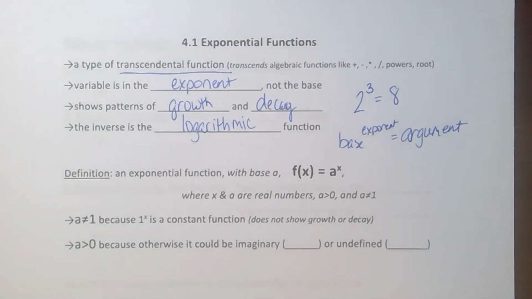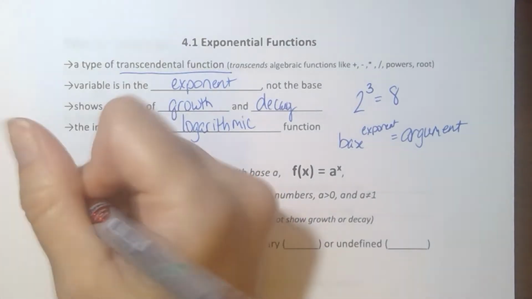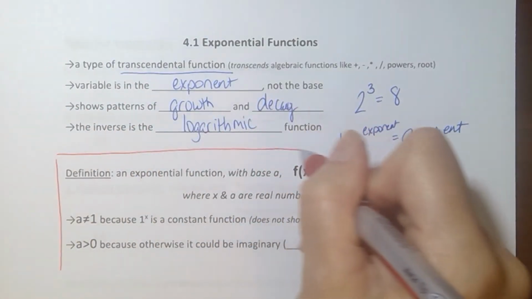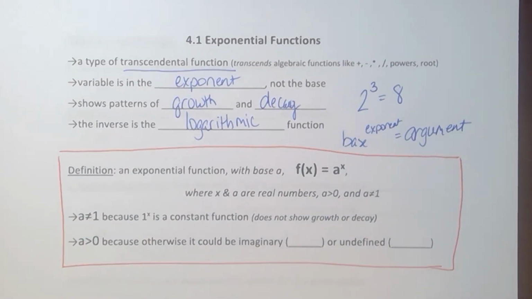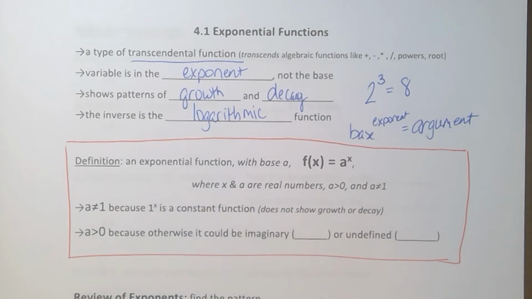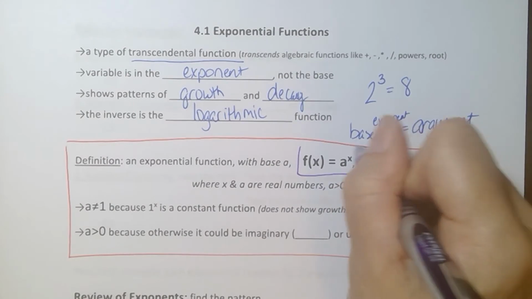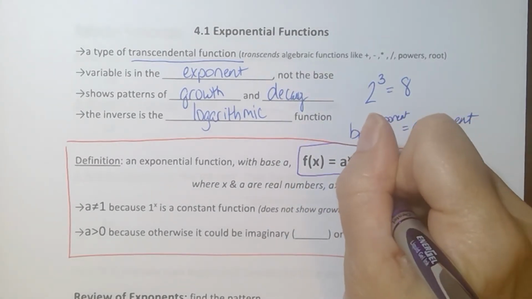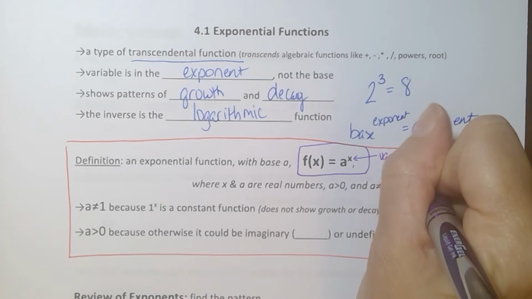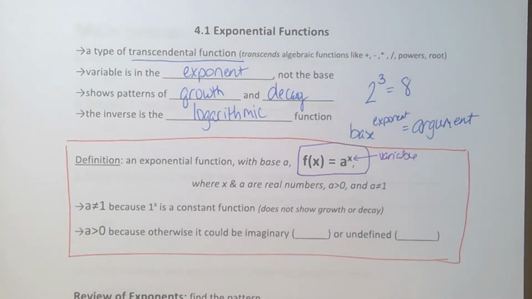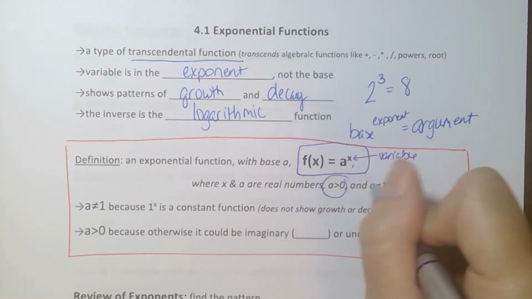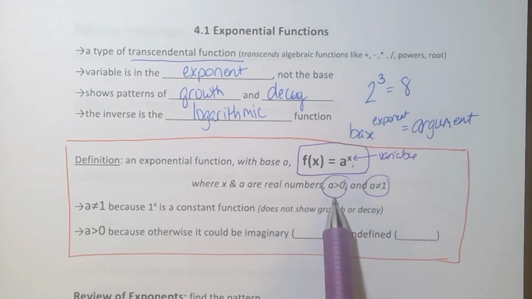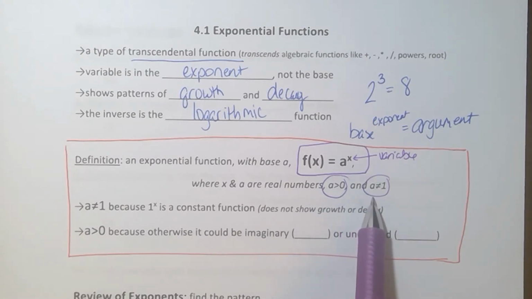What is our definition of our exponential function? Well, here we have it. And this is the definition that we will refer back to throughout this unit. An exponential function with base a is f of x, my function notation, equal to a to the x, where my variable is in the exponent. Now I have some limitations on a, where x and a are real numbers, and notice that I define a. A has to be greater than 0, so positive, and not equal to 1.